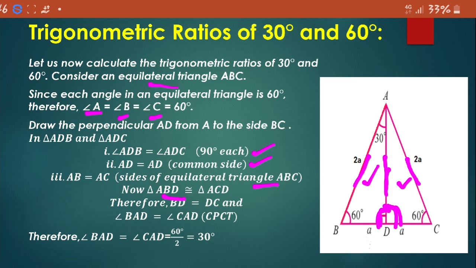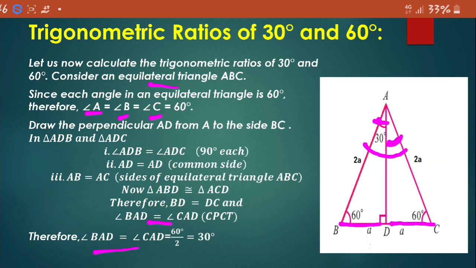Now since these two triangles are congruent to each other, by CPCT you can say that this BD will be equal to this CD, and this angle BAD will be equal to this angle CAD. Now this whole angle A was 60 degrees, and by CPCT you got BAD equal to CAD. That's why both of them will be 60 by 2, that is 30 degrees. So you got this angle equal to 30 degrees.